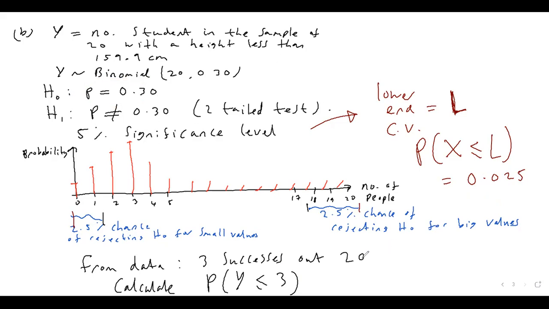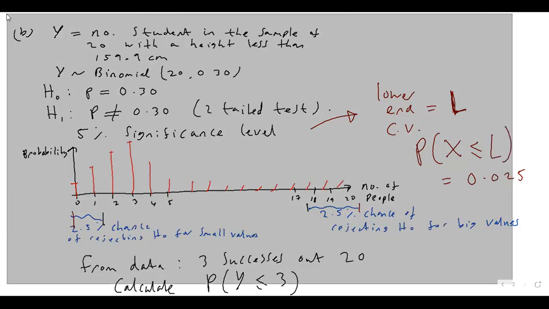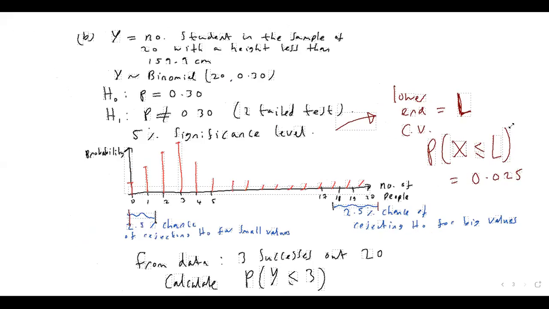Do you see what I mean? So we've got to calculate this probability and compare it with our significance level probability. Okay, so let's do that. The way we're going to do this, we want to calculate this probability, so we're just going to use the calculator.